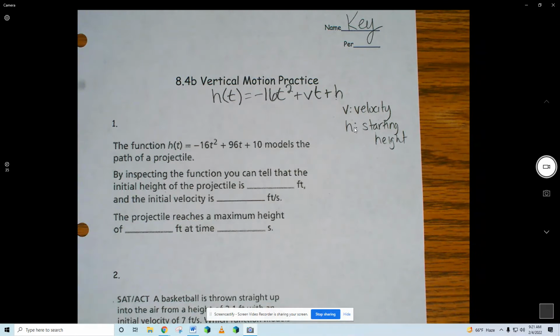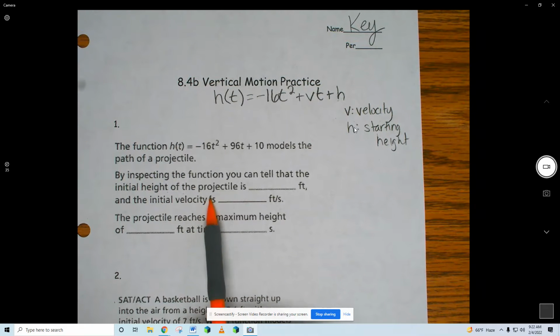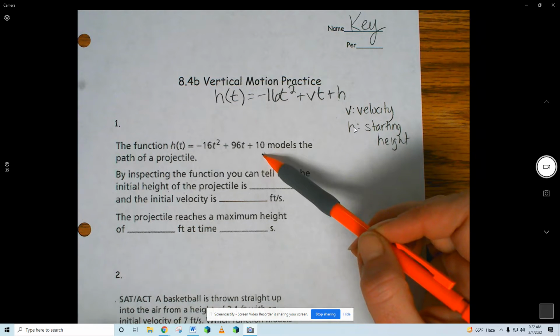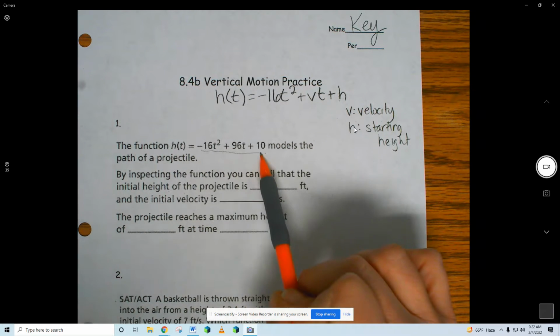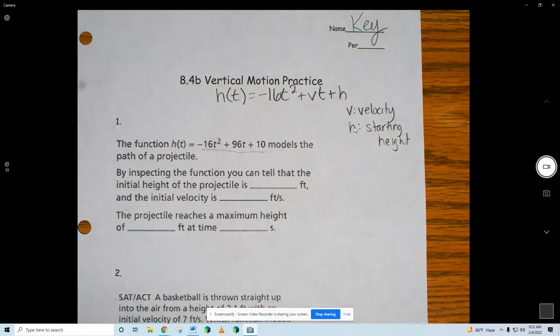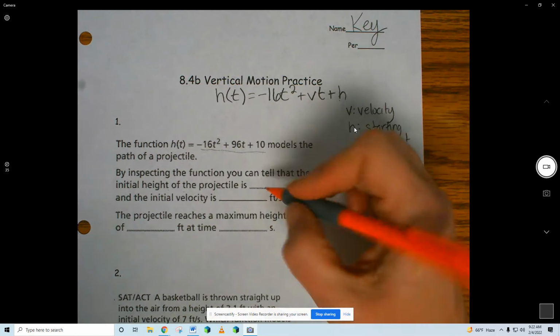So we are given number one. The function h of t equals negative 16t squared plus 96t plus 10 models the path of a projectile. By inspecting the function, you can tell the initial height. What's the initial height of the item? Projectile means it being thrown. What's the initial height given this function? Which number stands for my height? 10. It is true. 10 feet.